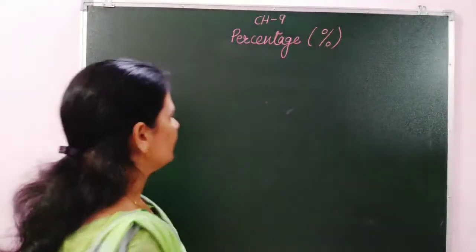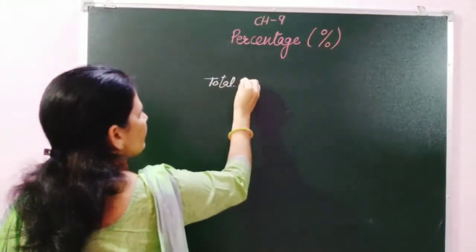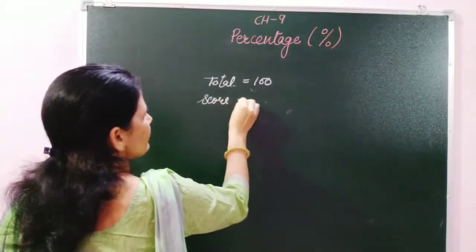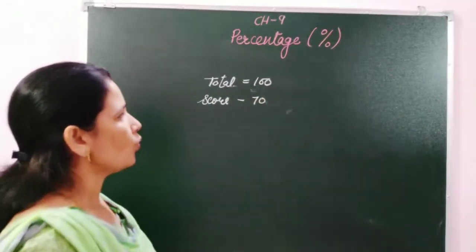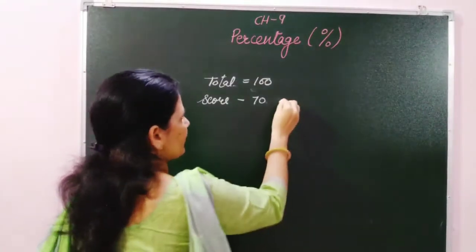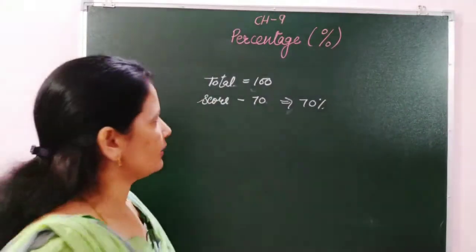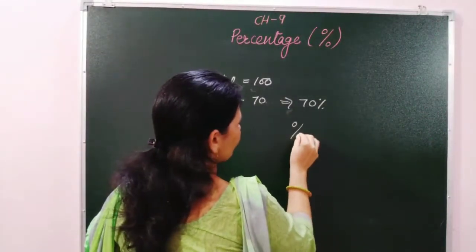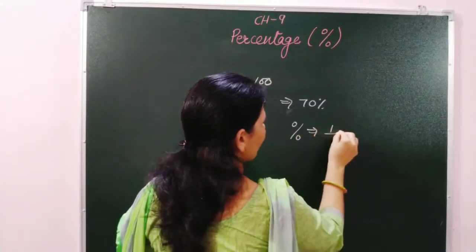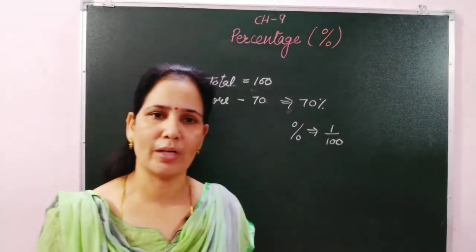For example, if the total marks is 100 and a person's score is 70 marks, what percent did he score out of 100? Here we can easily say that the person scored 70%. This sign is used to indicate the percentage, and its value is 1 by 100. Okay, students, the value of the percentage mark is 1 by 100.